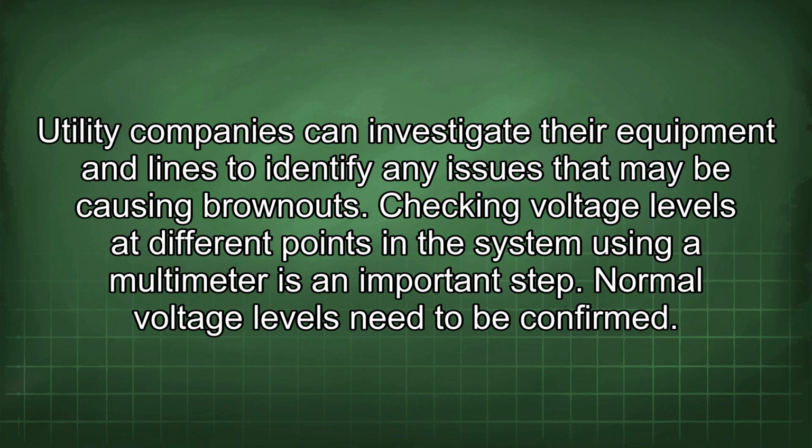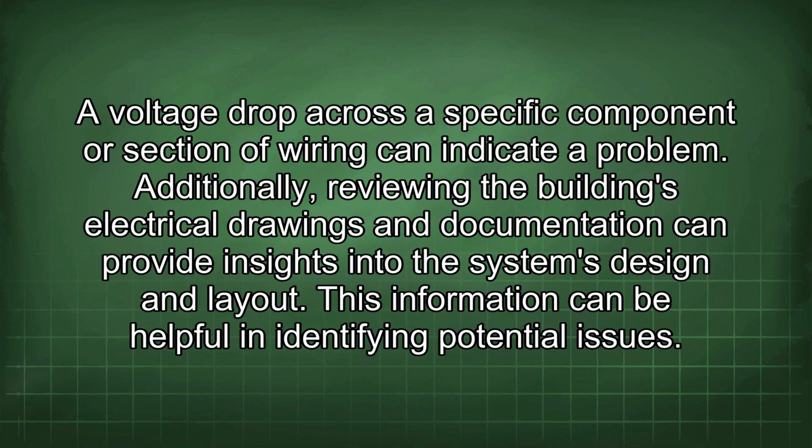Checking voltage levels at different points in the system using a multimeter is an important step. Normal voltage levels need to be confirmed. A voltage drop across a specific component or section of wiring can indicate a problem. Additionally, reviewing the building's electrical drawings and documentation can provide insights into the system's design and layout. This information can be helpful in identifying potential issues.